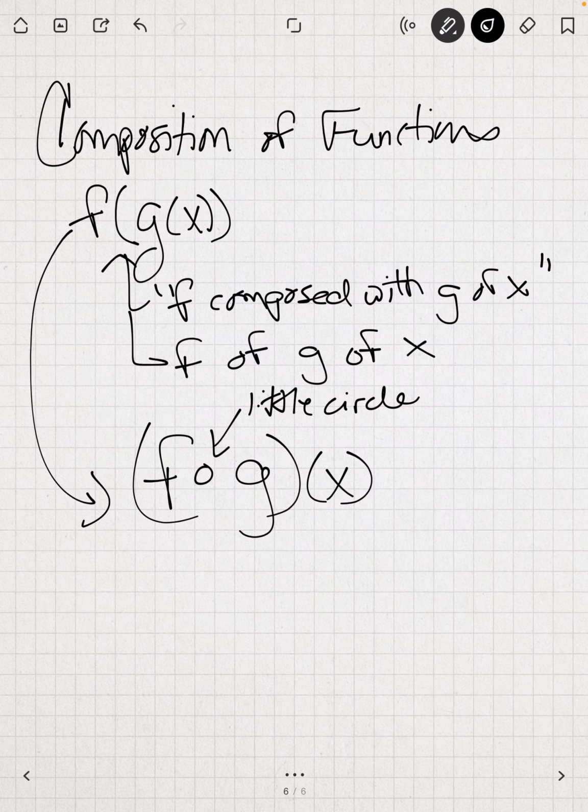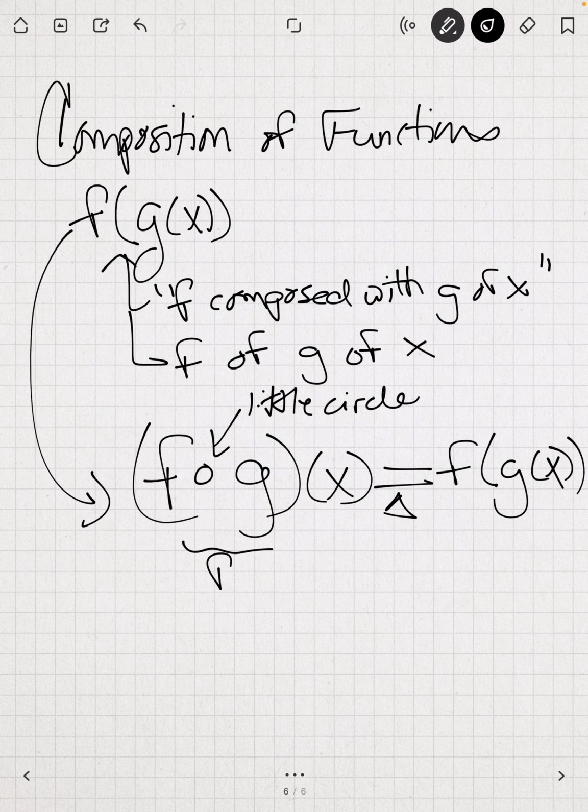And so f composed with g of x is by definition, and that's what that little triangle means, f of g of x. Some people will call this "f circle g," but that's an O, it's a little circle. And it's different than our multiplication circle. So let's go ahead and consider an example.